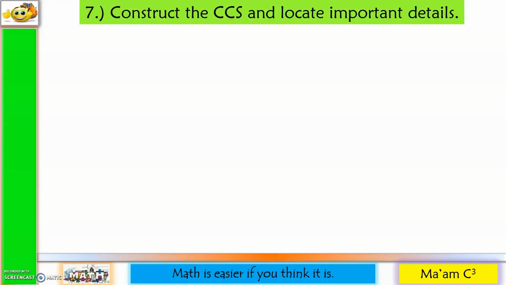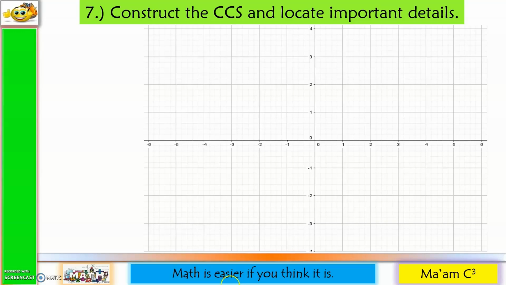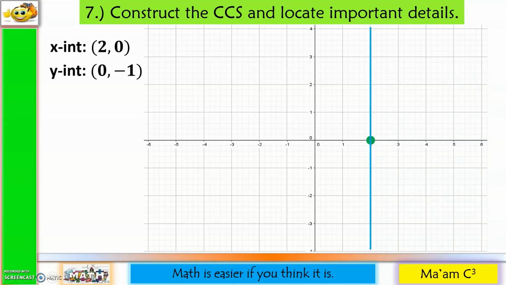Step 7. Construct a Cartesian coordinate system and locate important details. So let's have the Cartesian plane. And let's start plotting important details. First one, x-intercept (2, 0). For the x-intercept, we draw a light vertical line. Next, y-intercept (0, negative 1).